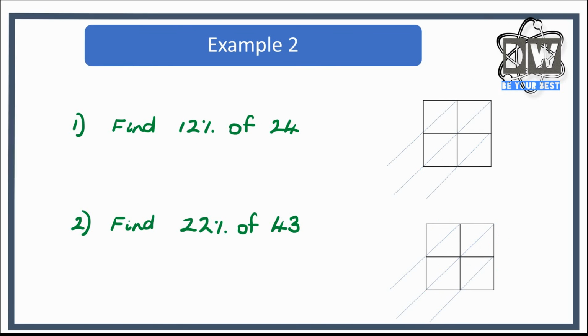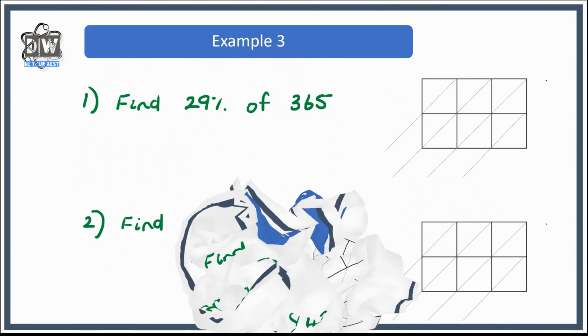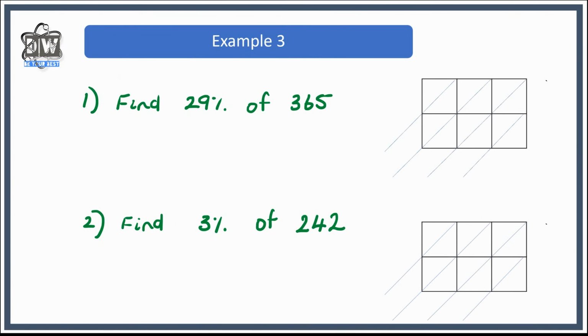Okay, so now it's your turn. I'm going to give you these ones. I'm going to write them out for you, but then you need to do them yourself. And the next one is going to be 242 timesing by 0.03. Okay, so what I want you to do is go and do those, pause the video and do those, and then come back and see if you got the right answers.